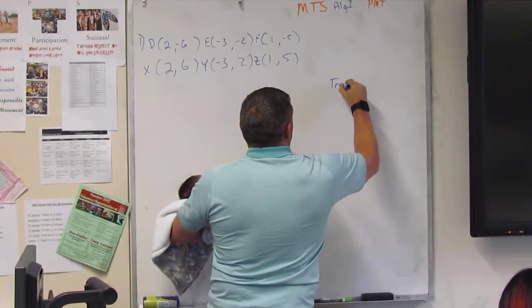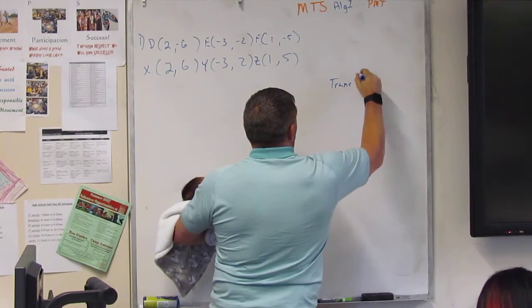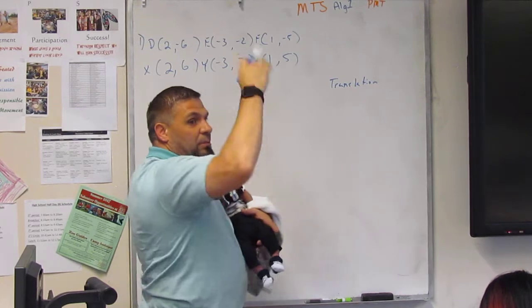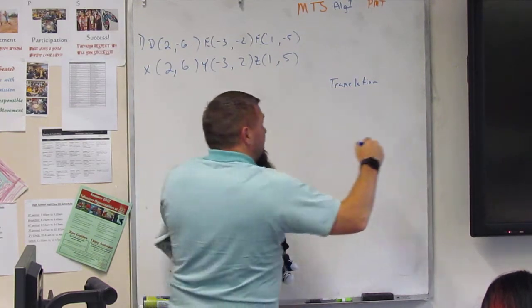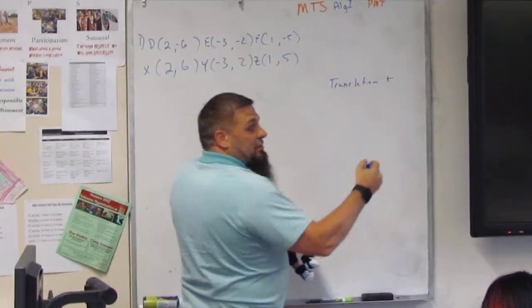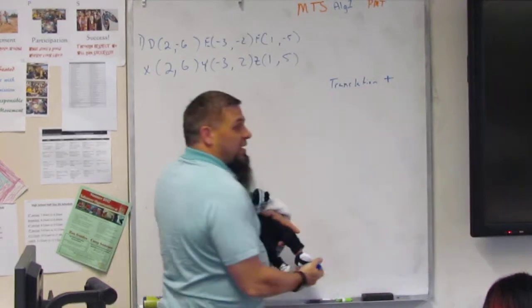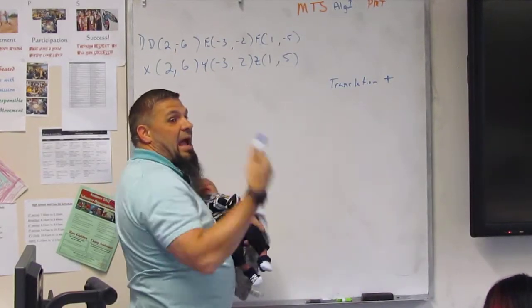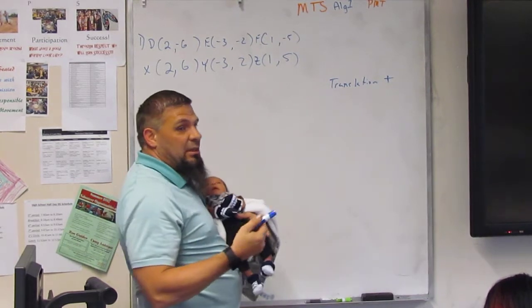So translation means it's moving. It's going to go up, down, left, right. So that means things are going to be added. Add a negative, add a positive. So to go from this number to this number, we're going to be adding to it or subtracting, right?